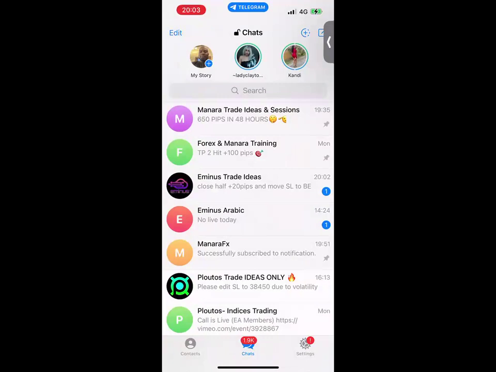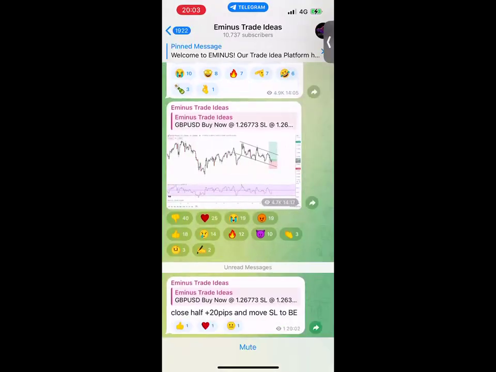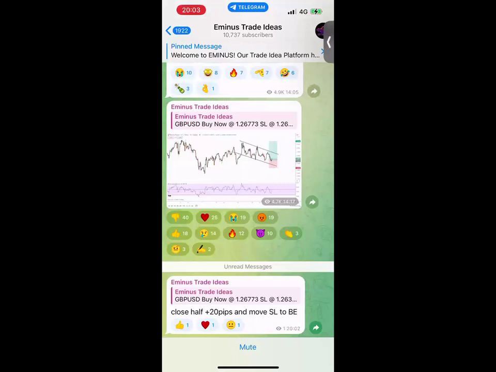Okay, so guys, just watch what we're doing. So choose administrate ideas. It's already telling us close half, plus 20 pips, plus 20 pips, move SL to entry, that's break even, right? So we're going to be learning all of these things. So this was a trade idea that was called, come up.